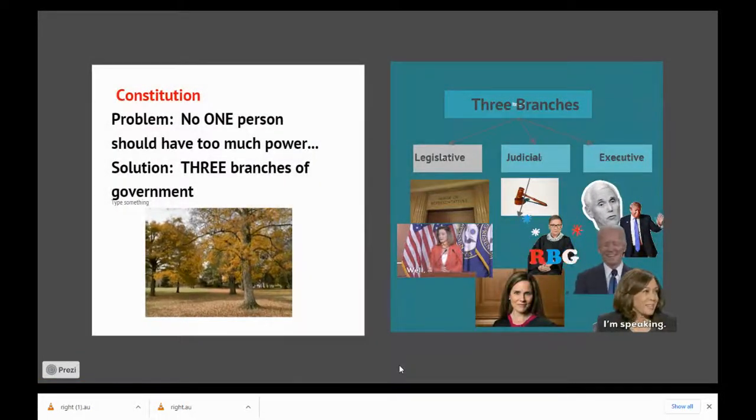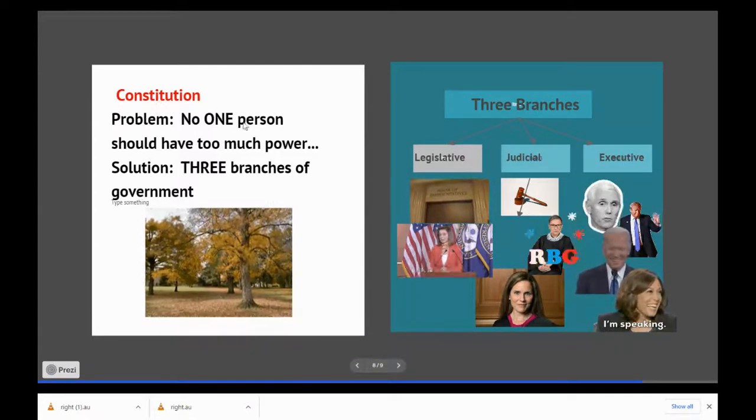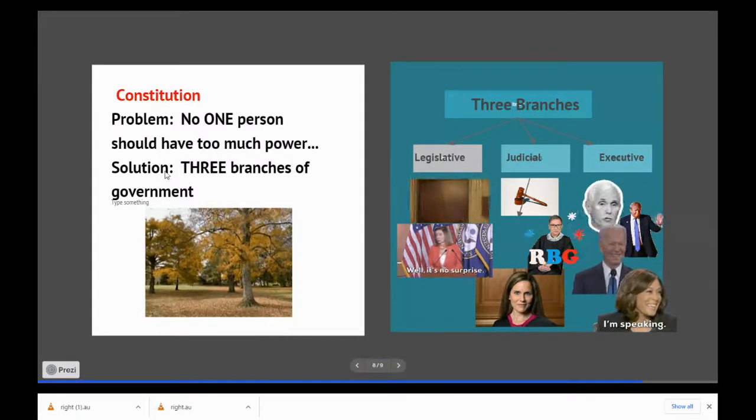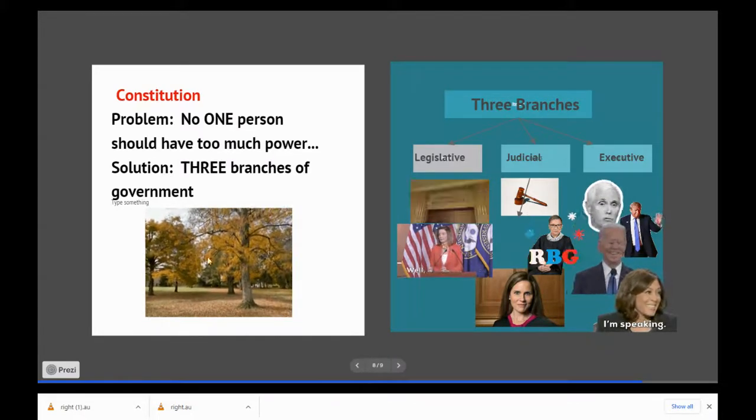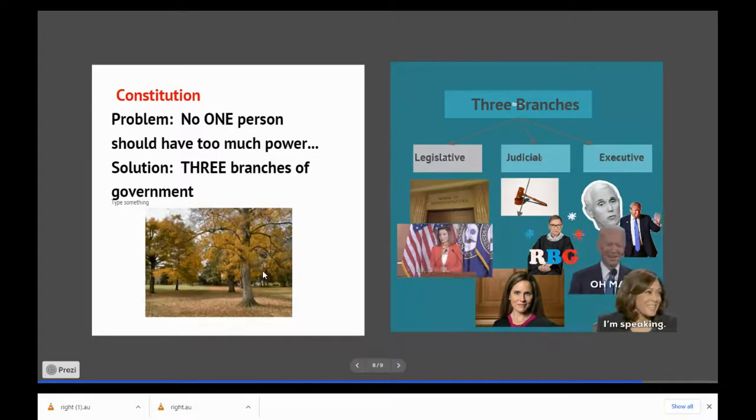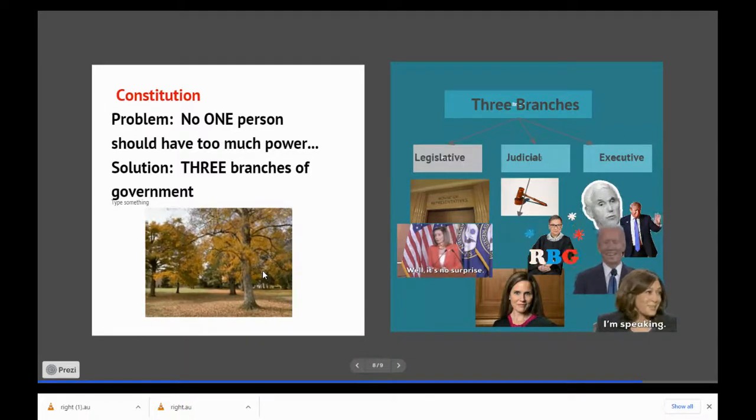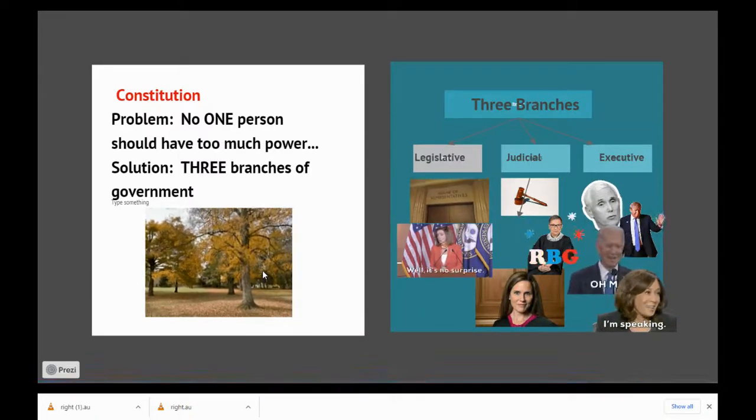And so they came up with the Constitution. No one could have too much power, so they decided there would be what we call 3 branches of government. See the tree? The branches. Let that help remind you that they're called branches. 3 branches of government. Okay?